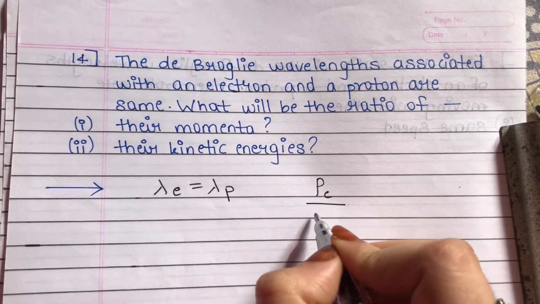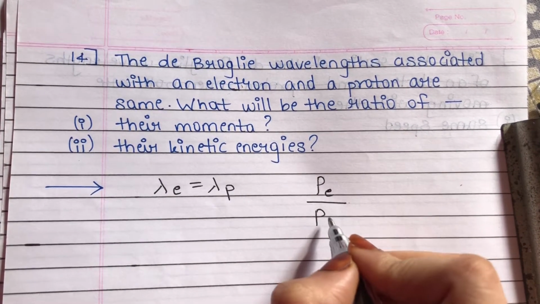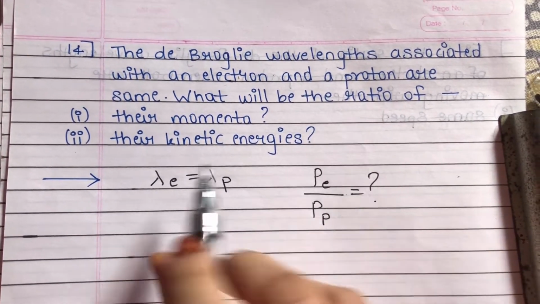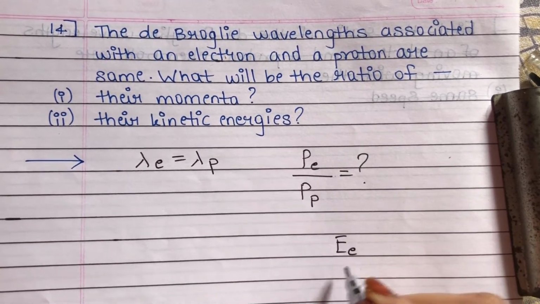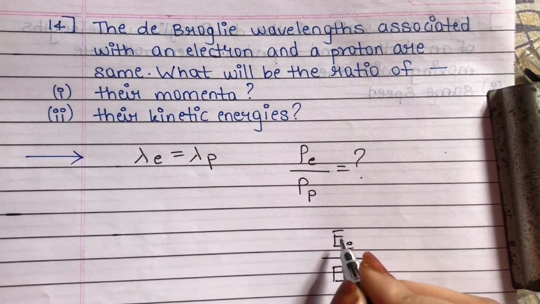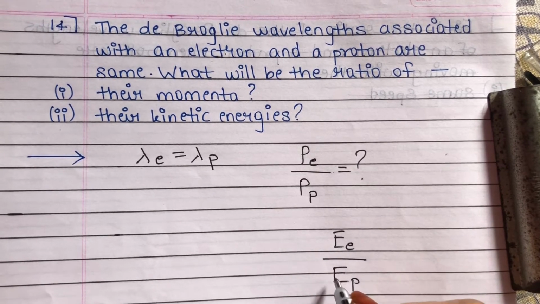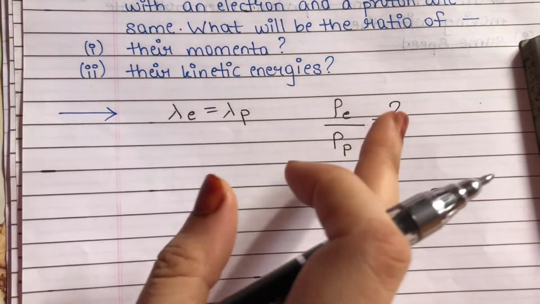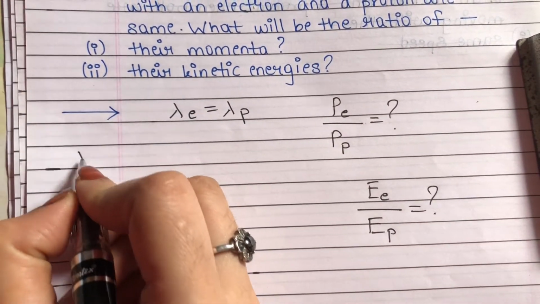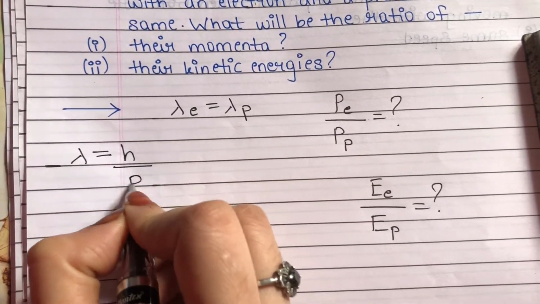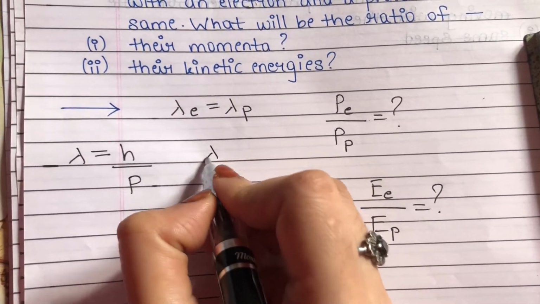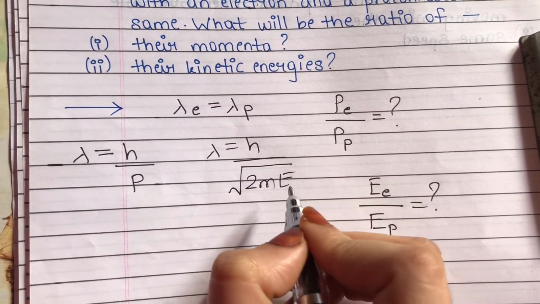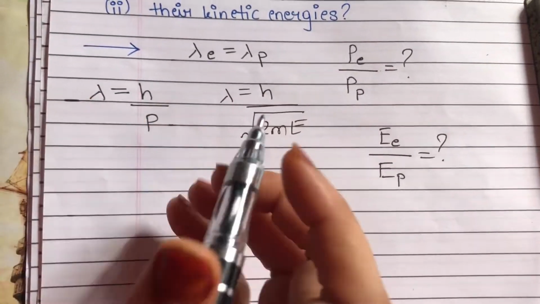Pe means momentum of electron and Pp momentum of proton. They are asking for this ratio and also the ratio of their kinetic energies, where Ee is the kinetic energy of electron and Ep is the kinetic energy of proton. If we want to find the ratio of momentum, we have the formula lambda is equal to h upon p, and for kinetic energy, lambda is equal to h upon square root of 2mE. So we'll be taking these two formulas.